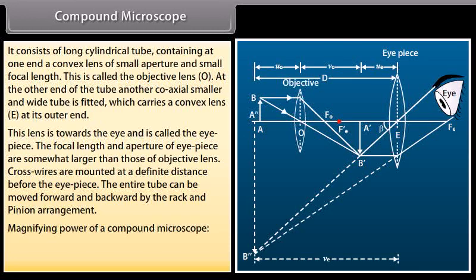Magnifying power of a compound microscope. M = -(V0/U0)(D/Fe + D/Ve). Signs here already have been put.